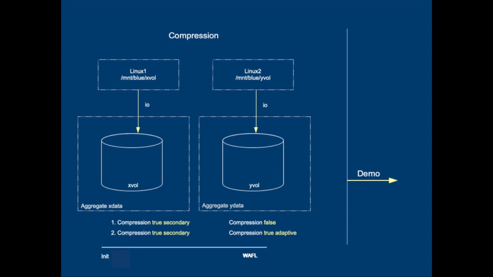The second time around we'll have secondary compression on the XVol again, but now the YVol will be compressed with inline adaptive compression. And we will run the I/O again and check the outcome.